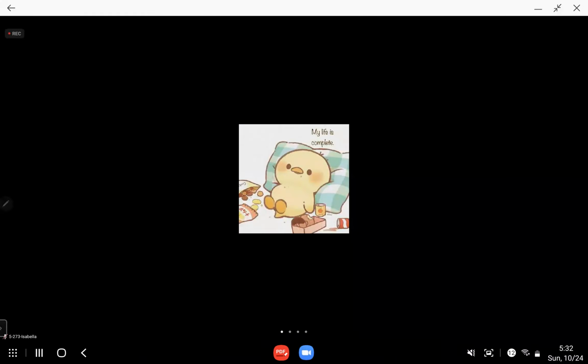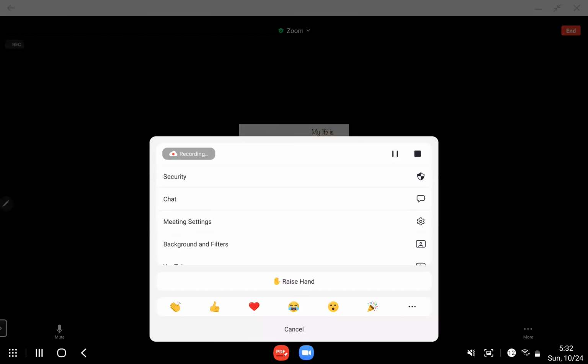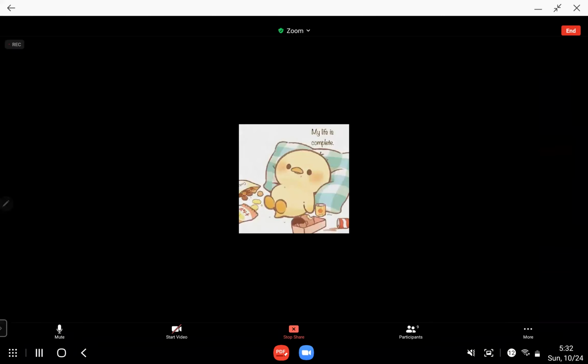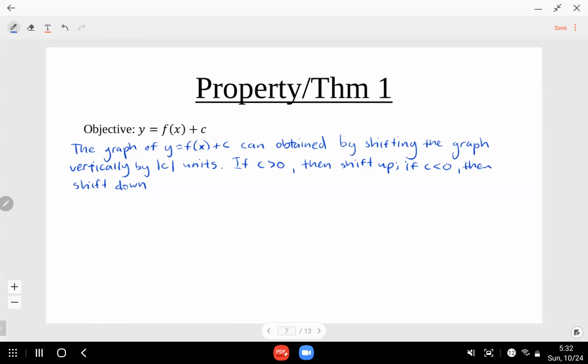So are there any questions on how we obtain this theorem? Any questions? If there are no questions, then I'll move on. All right, since there are no questions, oh, wait. We need to touch up on a very important subject. So the domain, when you're graphing a function, is very important, all right? The domain is very, very important, but this does not change the domain. So since it shifts up or vertically, does not change domain.